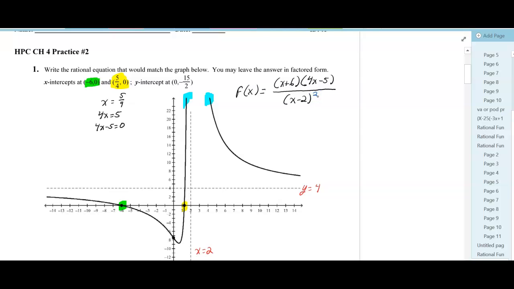We're going to check that this works by checking the y-intercept. So f of 0 is going to be 6 times -5 over 4, which is going to be 3 times -5 over 2, which is -15/2, so it checks.